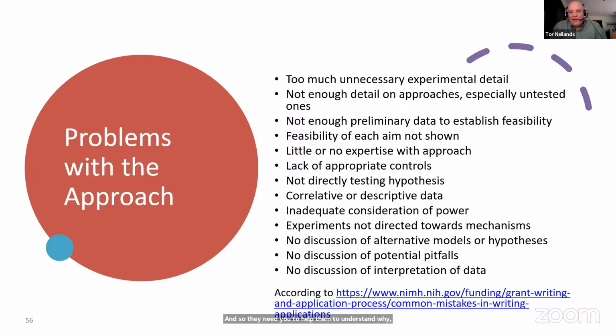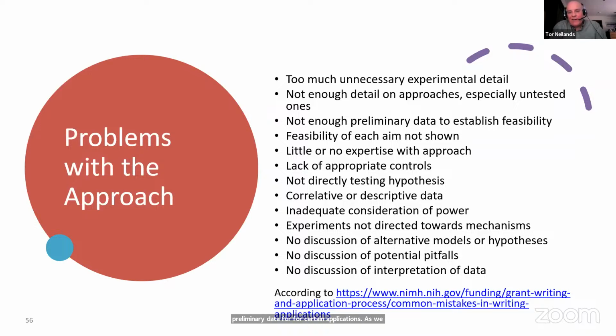Not enough preliminary data to establish feasibility. This is something we see in R01 applications sometimes. An applicant has a wonderful idea, but there's just not enough preliminary data yet to establish that, say, a particular intervention is necessarily feasible and acceptable to members of the research population. So you have to have that preliminary data for certain applications, as we discussed earlier.